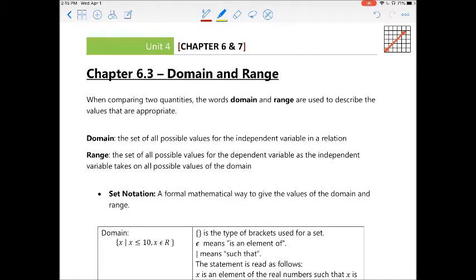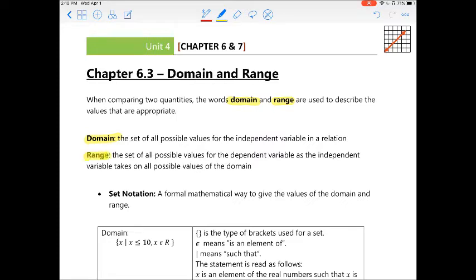Hi there. So we're going to go over 6.3 domain and range review today. So when comparing two quantities, the words domain and range are used to describe the values that are appropriate. And we talked about what domain was. It is the set of all possible values for the independent variable in a relation.